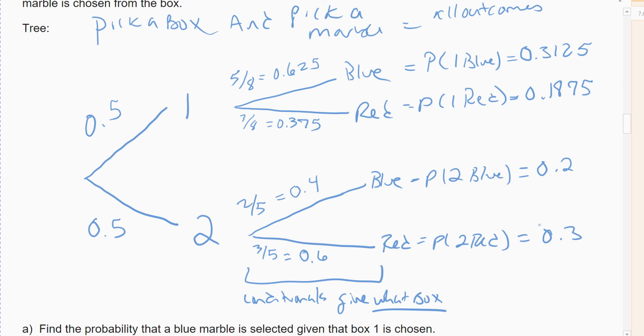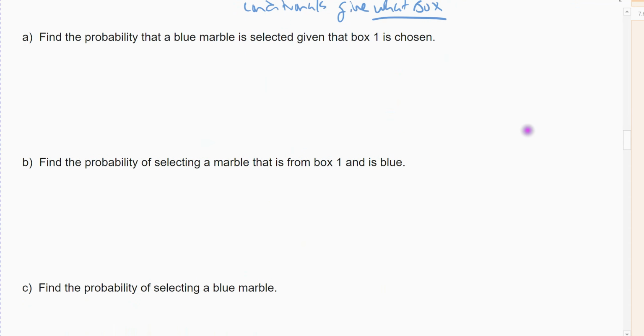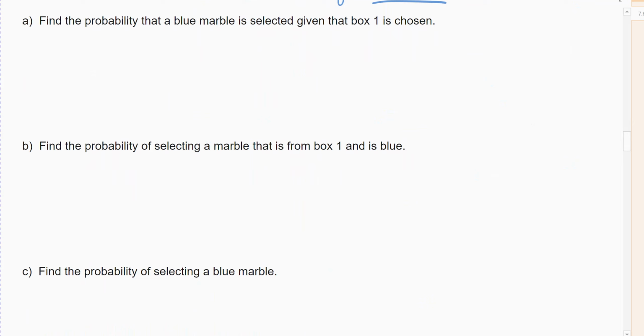Now I'm going to ask you questions based on the tree. The first few questions are going to be old questions. Mixed in with the old questions is going to be the new question, the one that's base formula is 7-6. Alright, now to the questions. Once I've got the tree, I can answer. Alright, so the first one is to find the probability that a blue marble is selected given that box 1 was chosen.